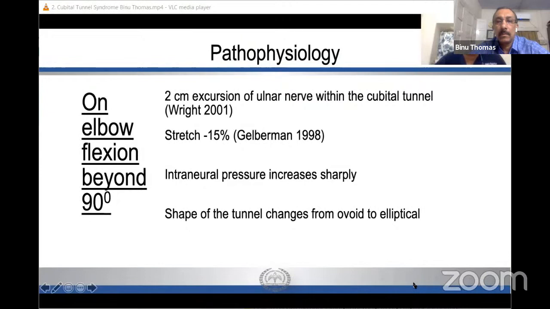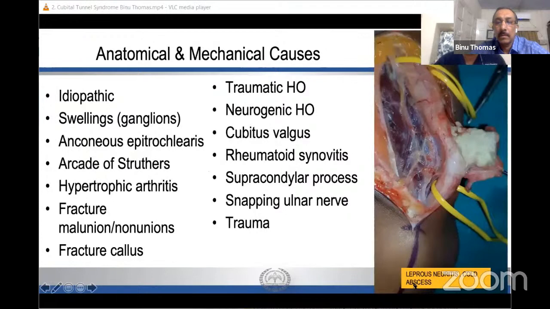A number of anatomical and mechanical causes have been attributed to the production of cubital tunnel syndrome, but in India, never forget that leprosy with thickening of the ulnar nerve at the level of the elbow is probably the most common cause of ulnar nerve dysfunction and should be excluded in the diagnosis.